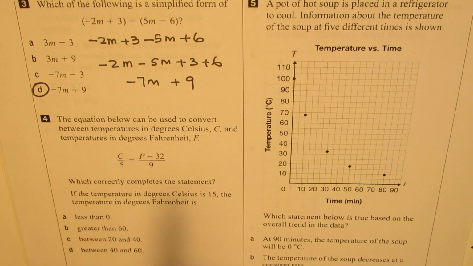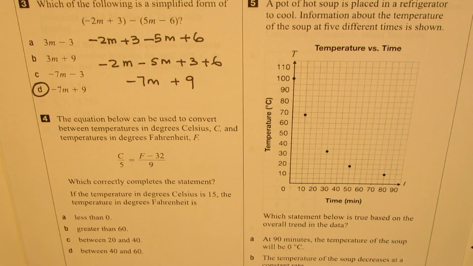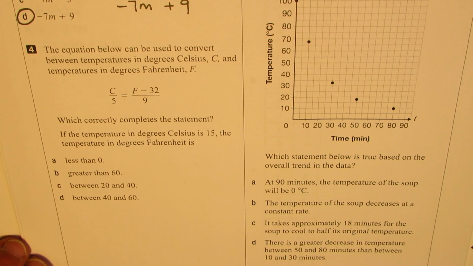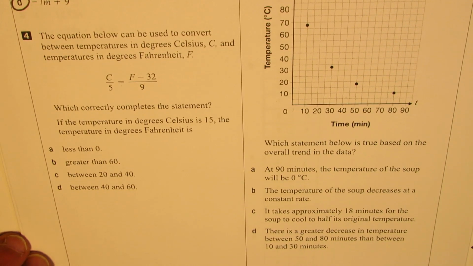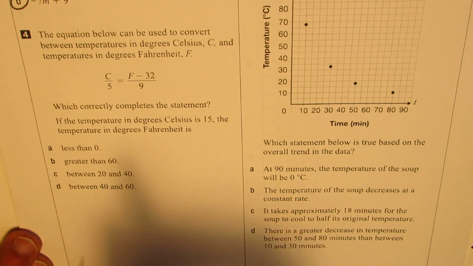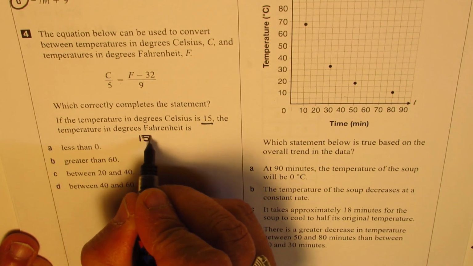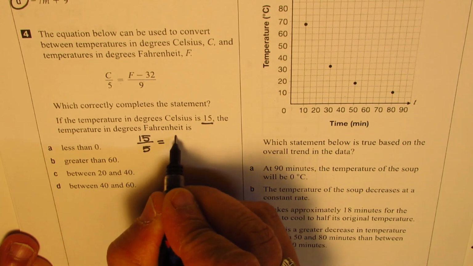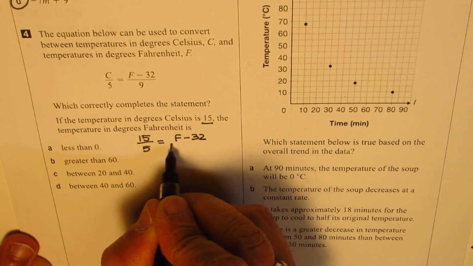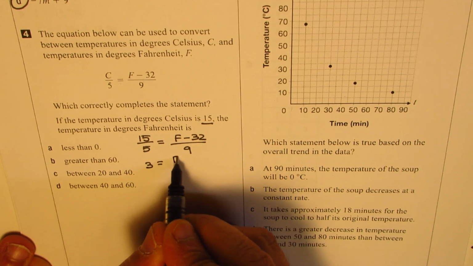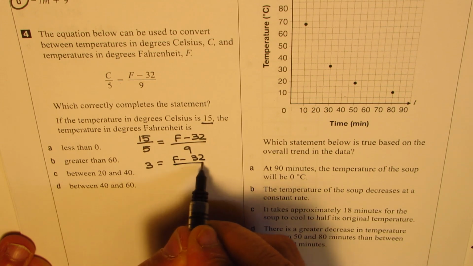So let's put C as 15 here and then calculate, right? So let me just push this page a bit forward so that you can see it clearly. So this is question number 4 which we are concentrating on, correct? We are given 4 choices and that too within range. So C is 15, so I'll replace C with 15. So we get 15 over 5 equals F minus 32 over 9. Simplify this first. So we get 3 here. So 3 equals F minus 32 over 9.